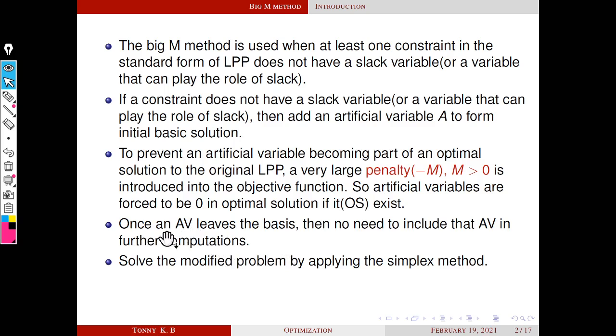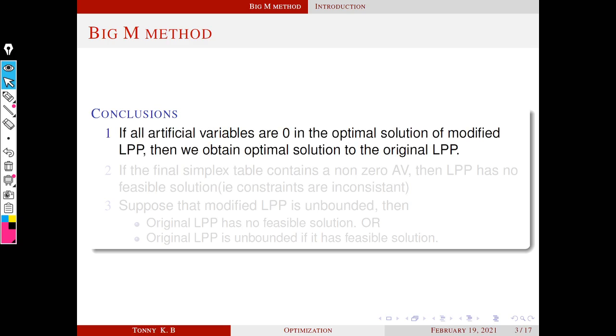Another important thing is once an artificial variable leaves the basis, then we don't need to include the artificial variable in further computation, and we solve the modified problem by applying the simplex method. So the Big M method is used when at least one constraint in the standard form of the LPP does not have a slack variable. That means it involves a surplus variable or an artificial variable. So these are the conclusions.